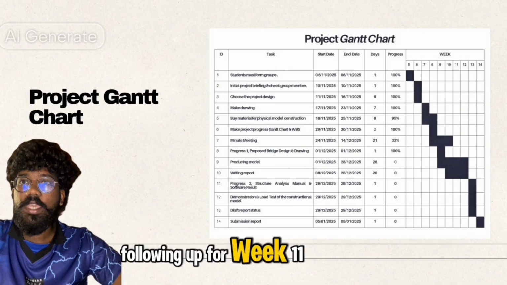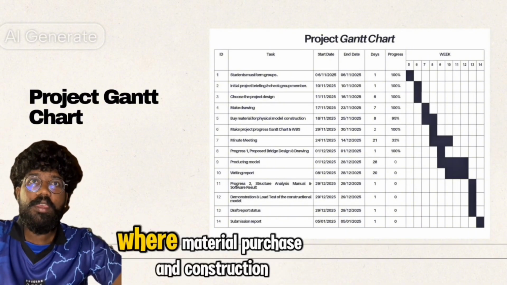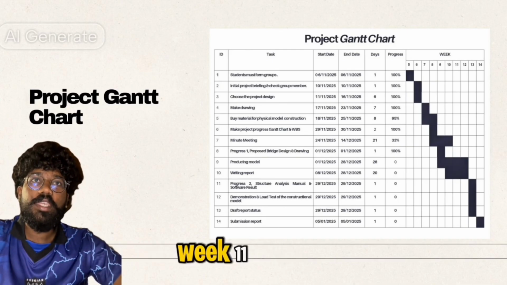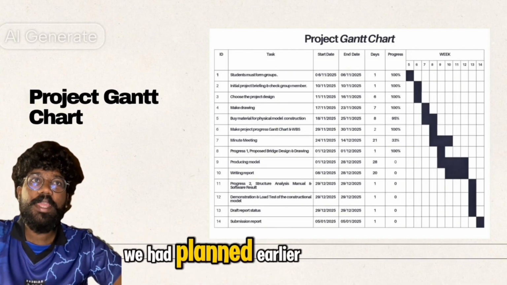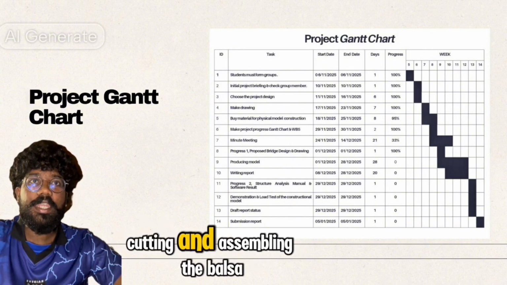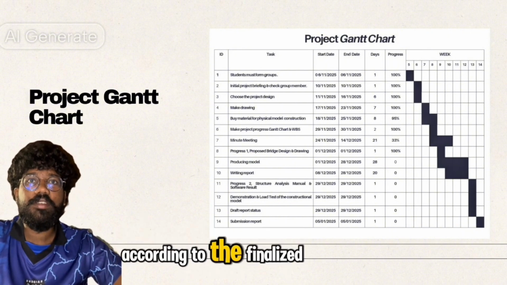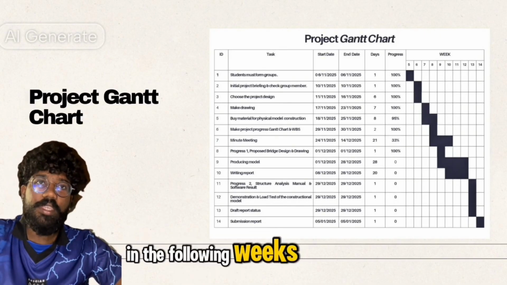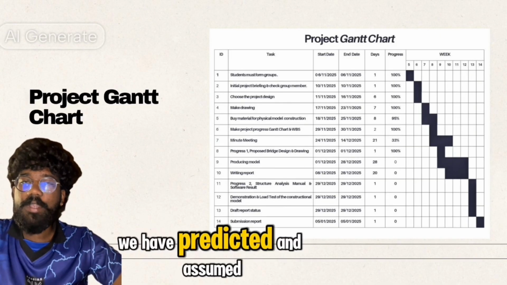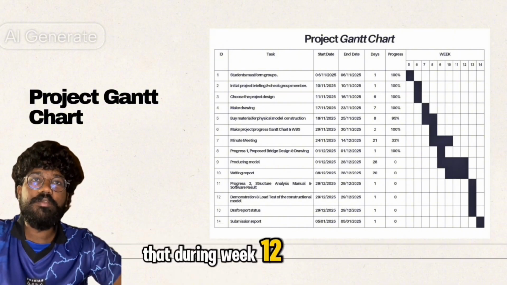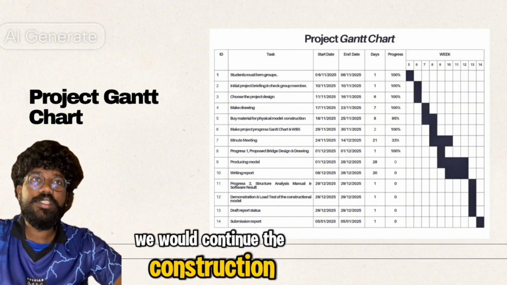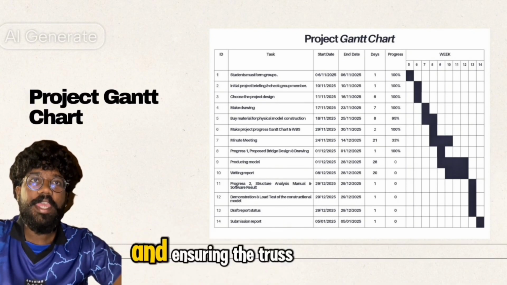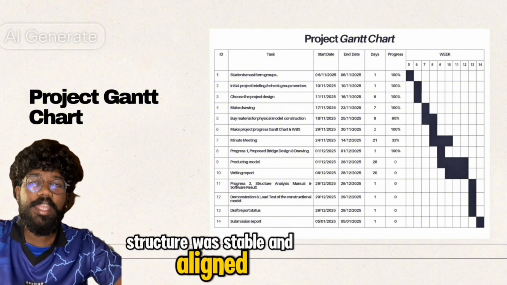Following up for week 11, where material purchase and the construction phase begin. So we assume that in week 11, we purchased the materials that we had planned earlier. We then began cutting and assembling the balsa wood members according to the finalized dimensions. This progress will be updated in the following weeks. For week 12, we have predicted and assumed that we would continue the construction phase, focusing on assembling joints, reinforcing diagonal members, and ensuring the truss structure was stable and aligned properly.